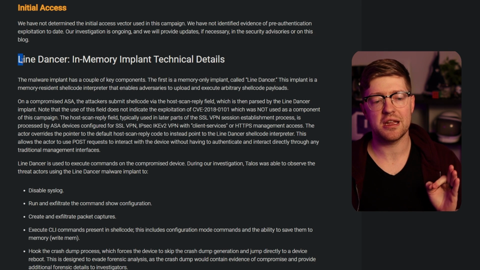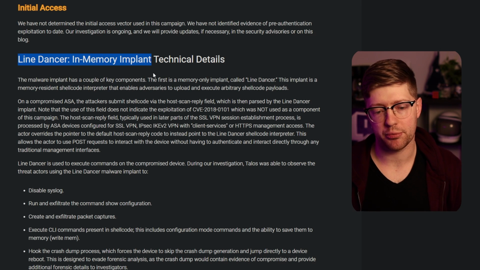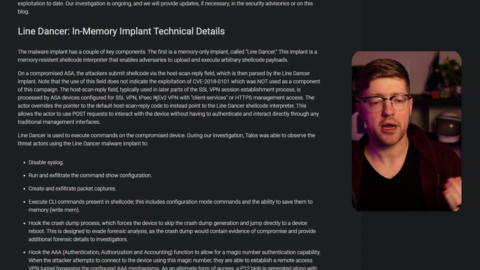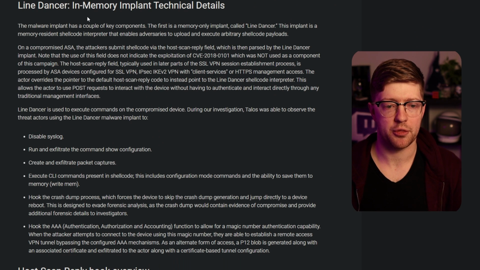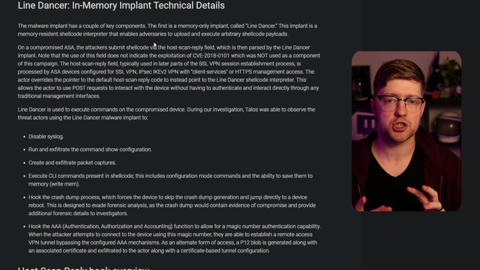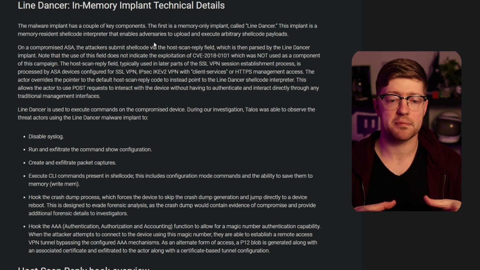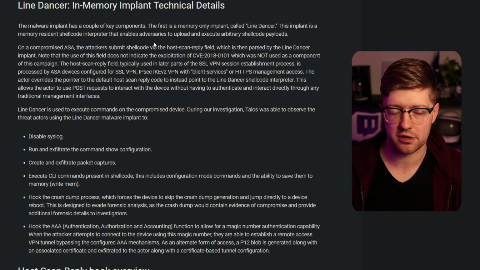But what is interesting, though, is the backdoor itself. It's called Line Dancer, an in-memory implant. And here they go into the technical details. I want to highlight a couple of interesting pieces about this. The first one is that it's an in-memory implant. It's much more difficult to audit an in-memory implant, meaning memory that never touches disk, as opposed to a .exe that goes onto the flash, right?